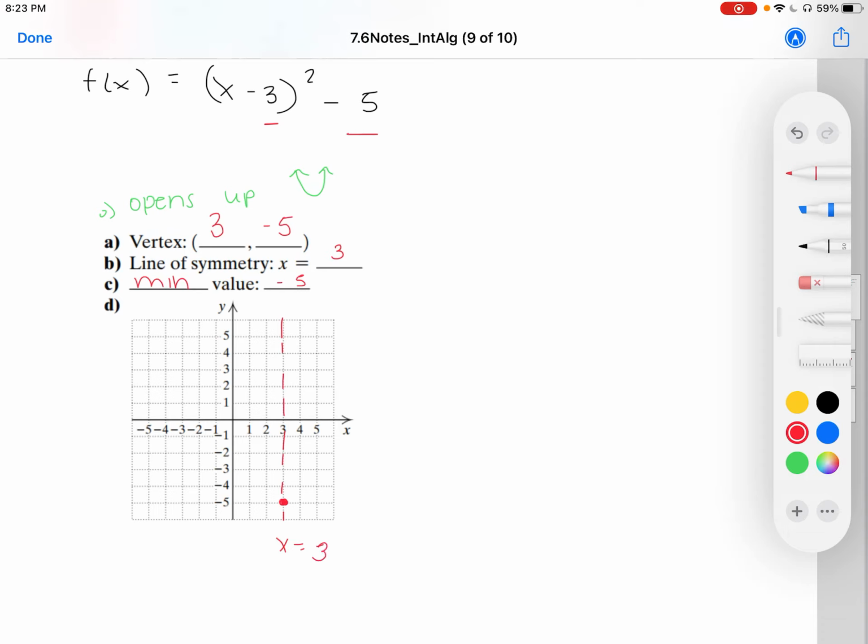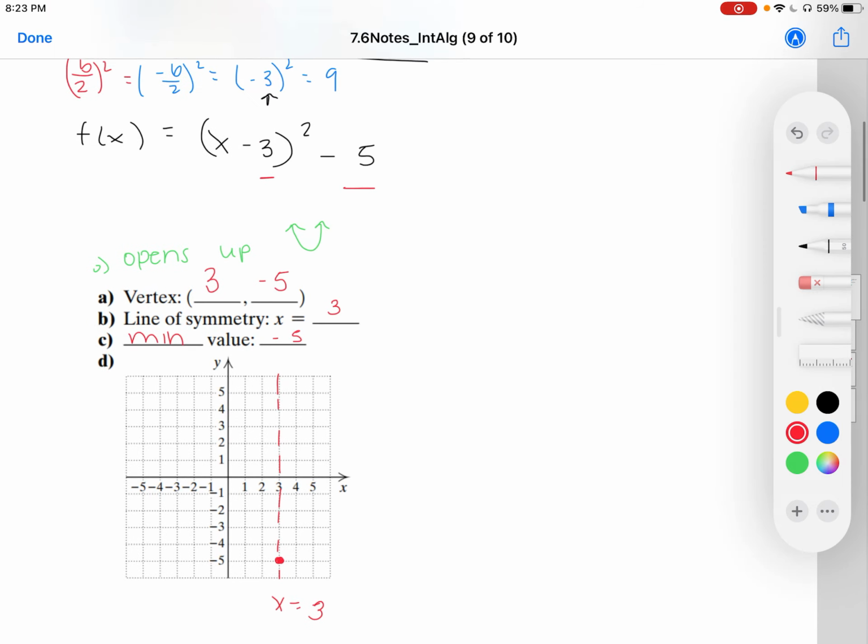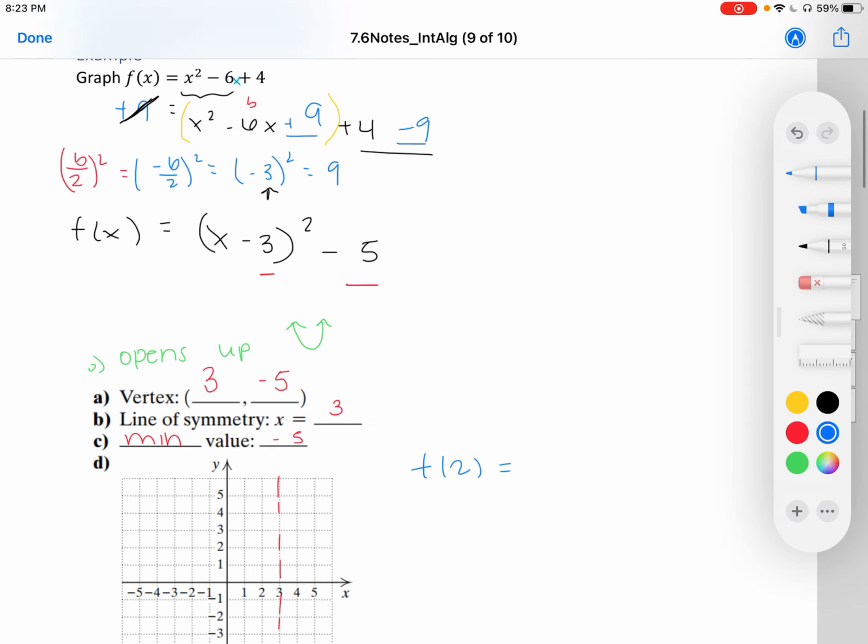Okay, let's plot some points. Let's pick a point and let's plug it into our formula. Why don't we pick a point that is 1 away? So I can pick 4 or I can pick 2. Let's pick the smaller one. Let's find f of 2. And you can plug it into your original function or your new reduced formula or standard form. They're both the same. They're just presented differently. So I'm going to use our new one.